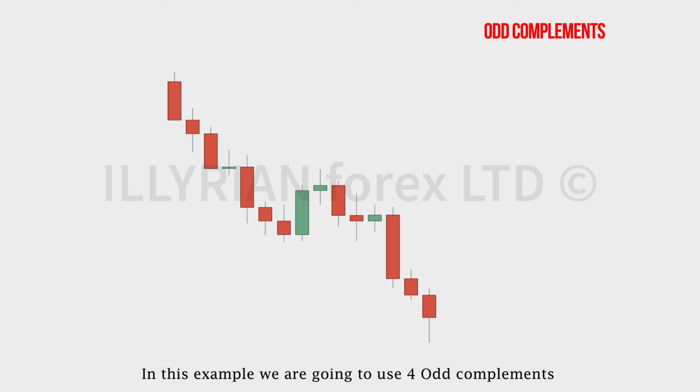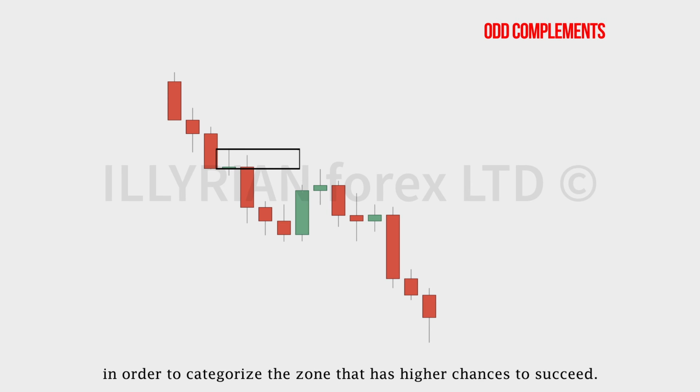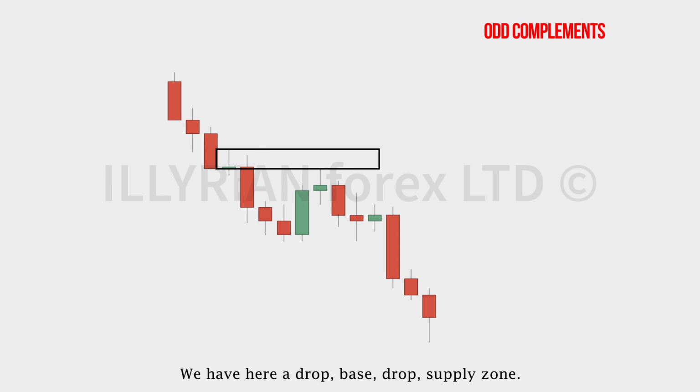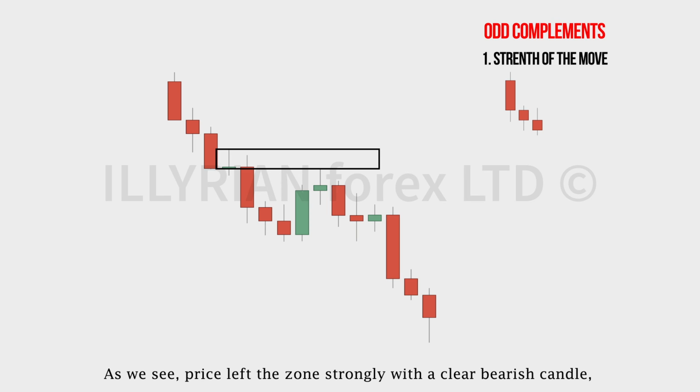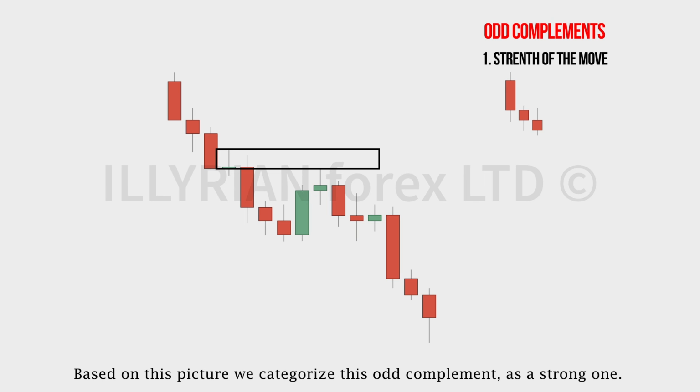In this example we are going to use the 4 odd complements in order to categorize the zone that has higher chances to succeed. We have here a drop, base, drop supply zone. Now we are going to analyze all 4 odd complements. The first is strength of the move. As we see, price left the zone strongly with a clear bearish candle, followed by several small bearish candles. Based on this picture we categorize this odd complement as a strong one.